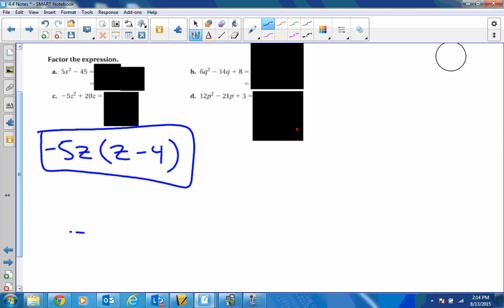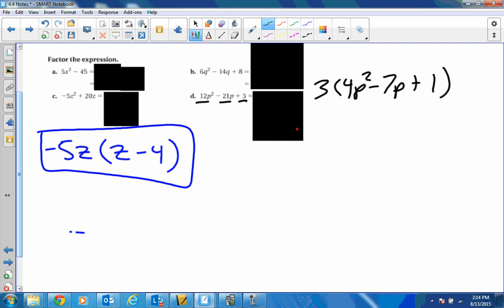If you run out of room, just make sure you use substitute paper. So 12, 21, and 3 all have a common factor of 3. So I'm going to take out a 3 and be left with 4p squared, 21 divided by 3 is 7p, and 3 divided by 3 is 1. Okay? 4p squared minus 7p plus 1.